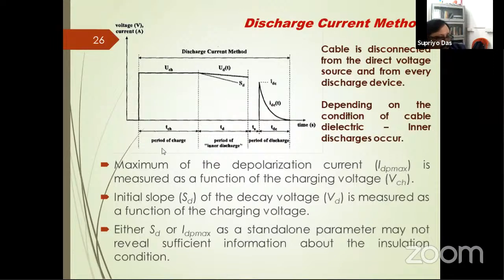The maximum depolarization current is measured as a function of charging voltage. That is one way to assess the insulation. Another is that the initial slope of the decay voltage is measured as a function of charging voltage. So either SD or ID max can be measured, that is, depolarization current versus charging voltage or slope versus charging voltage. But either one standalone may not reveal sufficient information.